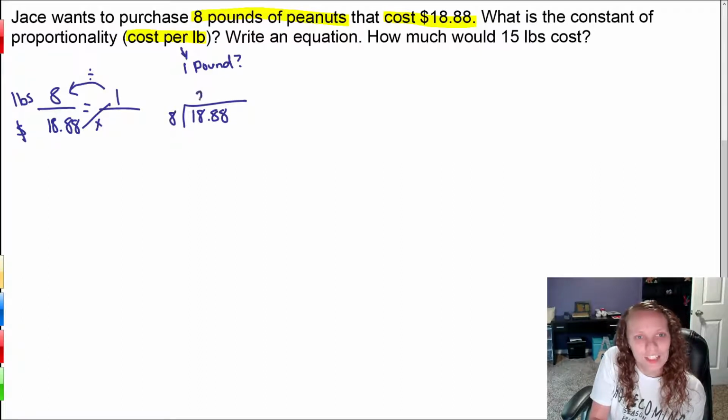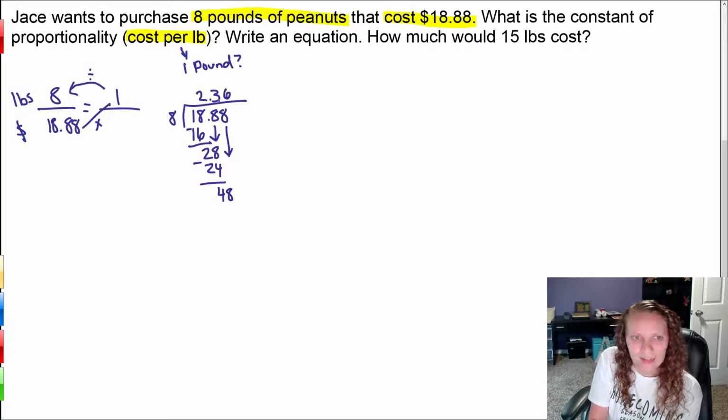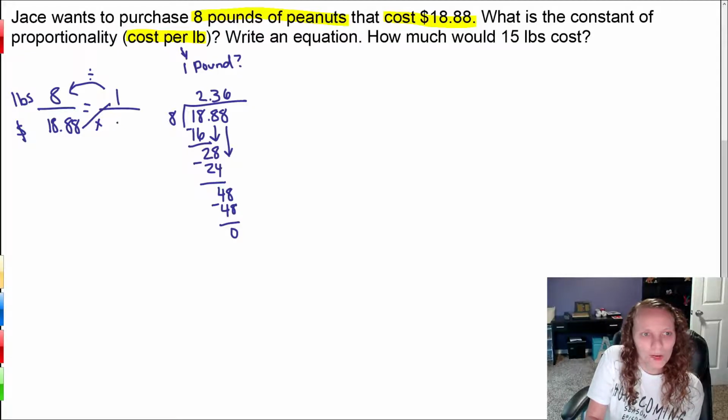Eight goes into 18 twice. 8 times 2 is 16. When we subtract, there's 2 left over. Bring this decimal straight up. Bring down the 8. 8 goes into 28 3 times. 8 times 3 is 24. When we subtract, there's 4 left over. Bring down the last 8. 8 goes into 48 6 times. 8 times 6 is 48. So per pound, that should be $2.36. This is k, the constant of proportionality.